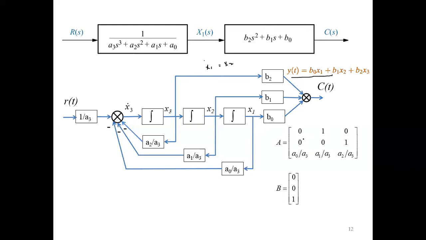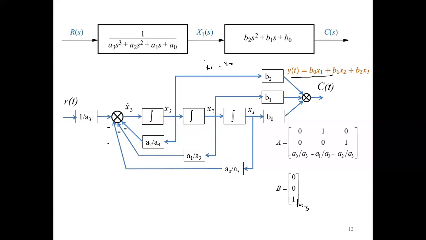The first two terms are very simple, we have already calculated them. Now only these are used to find the x3 derivative. From here these are minus terms, so three negative signs. X1 will have a gain of a naught over a3, then a1 over a3, and then a2 over a3. The input r of t is multiplied with 1 over a3, and so this is our conversion of transfer function to block diagram.